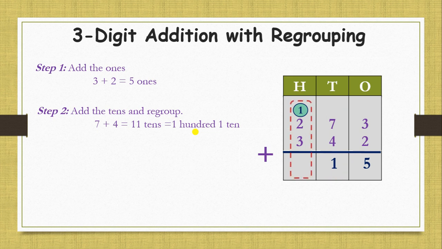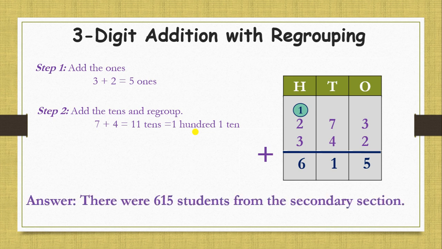Now let's do the addition at the hundreds place. So it's 1 plus 2 plus 3 equals 6. So the answer is 615. So here we can say there were 615 students from the secondary section.